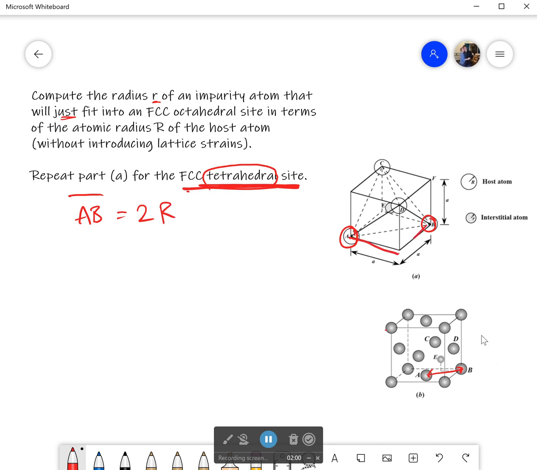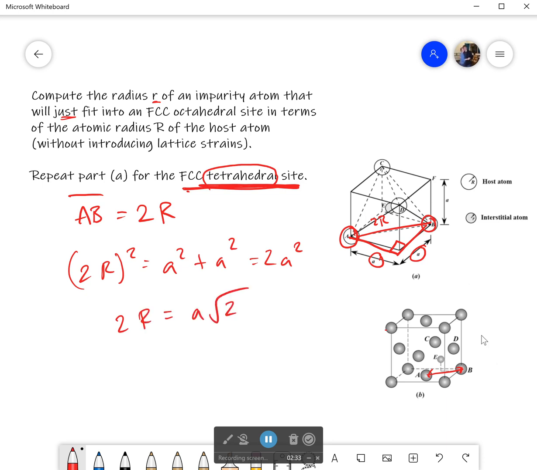We also know that this is a right triangle. So we have a here, we have a there, and we know that this is 2r. So we should be able to solve. So let's see, I got (2r)² is equal to a² plus a², which equals 2a². And then if I take the square root of both sides, what do I get? Well, I get that 2r is equal to a√2. And if I solve for a, I get a equals 2r/√2.